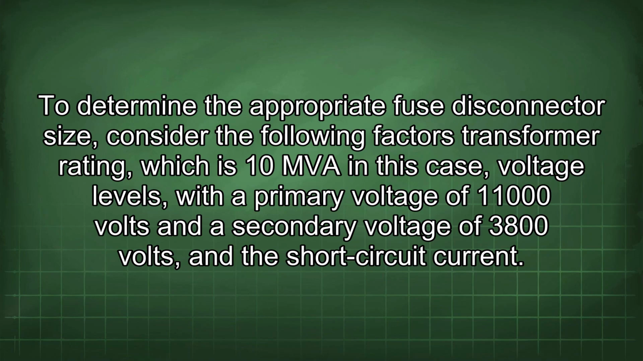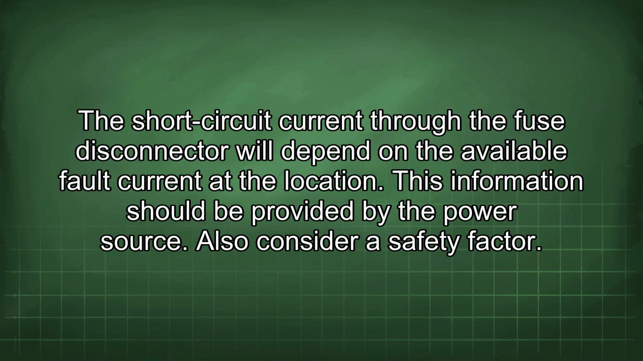To determine the appropriate fuse disconnector size, consider the following factors: transformer rating, which is 10 MVA in this case, voltage levels, with a primary voltage of 11,000 volts and a secondary voltage of 3,800 volts, and the short circuit current. The short circuit current through the fuse disconnector will depend on the available fault current at the location. This information should be provided by the power source.